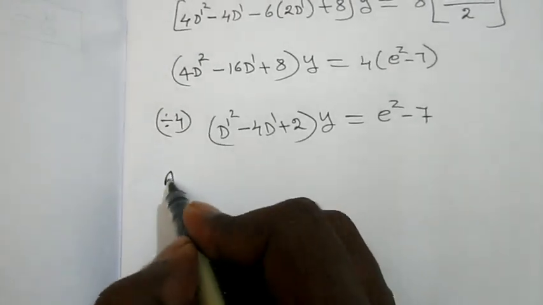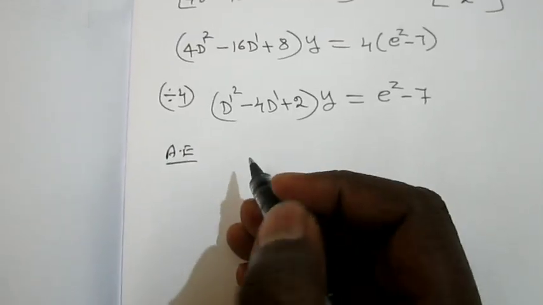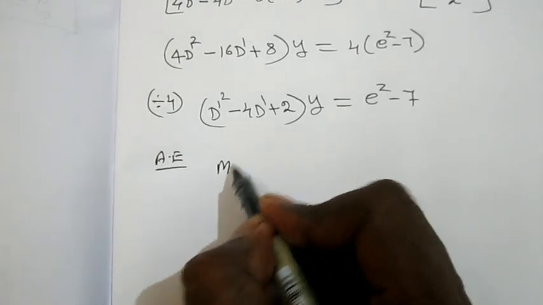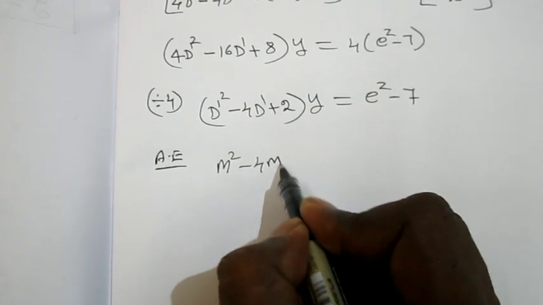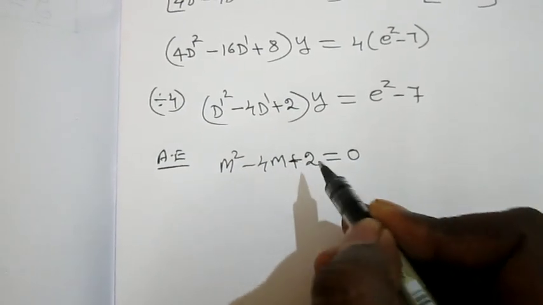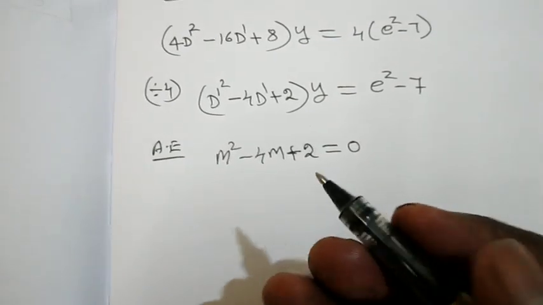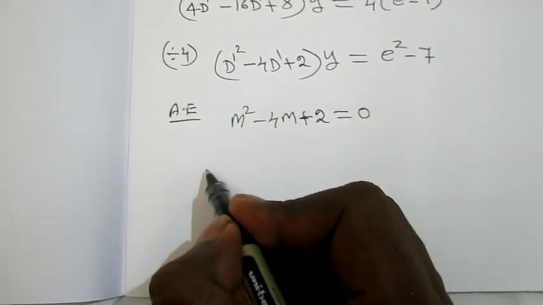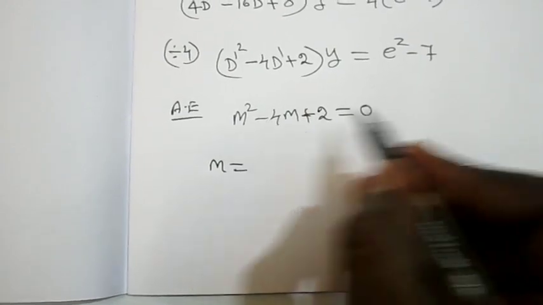Now I am going to find out the auxiliary equation. What is the auxiliary equation? m square minus 4m plus 2 is equal to 0. I want to factorize this, but I cannot factorize directly. So I am going to use the formula minus b, so here what?